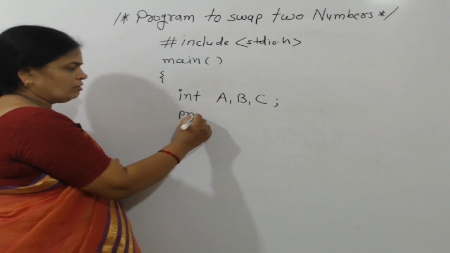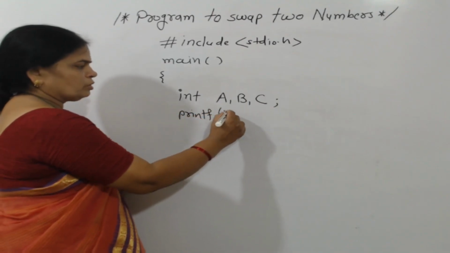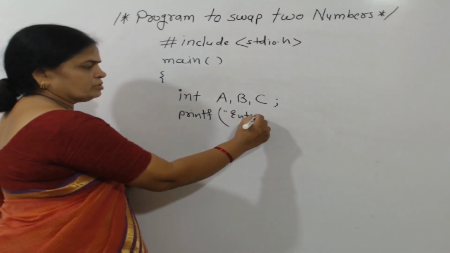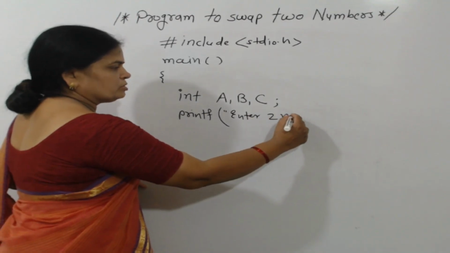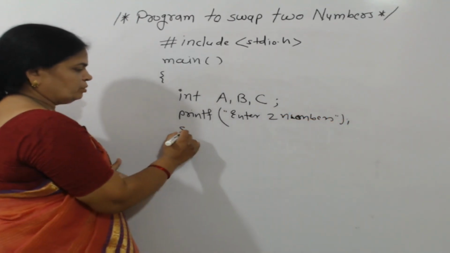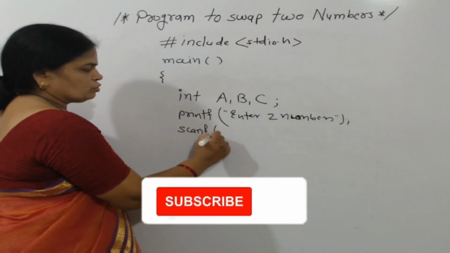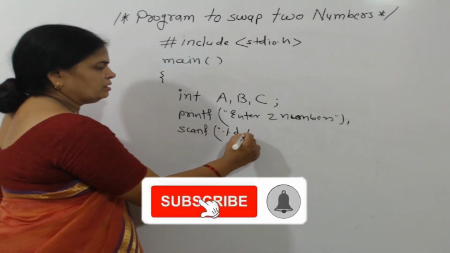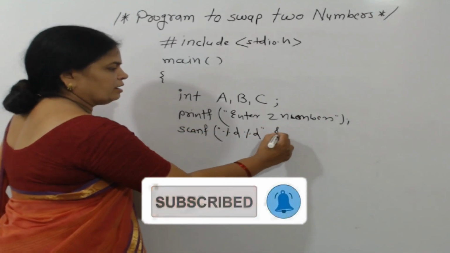Before that I will print the message for the input: enter two numbers. And then to input I am using scanf with %d and A.